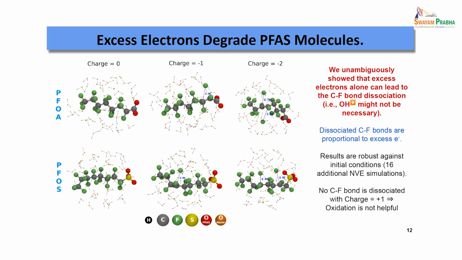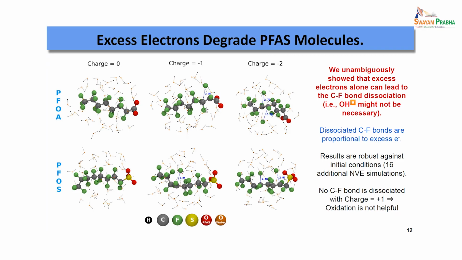So what we essentially found is this. This is our neutral system, and this is the PFOA molecule. Whatever you are seeing as small lines are the water molecules. We have solvated these molecules and tried to study whether they degrade or not. Once we added one electron to the system, as you can clearly see, the bond dissociated. When we added more electrons, more bonds started to degrade. This clearly suggests that the reduction method is useful for degrading these compounds, and the number of CF bonds dissociated is directly proportional to the number of electrons added to the system.